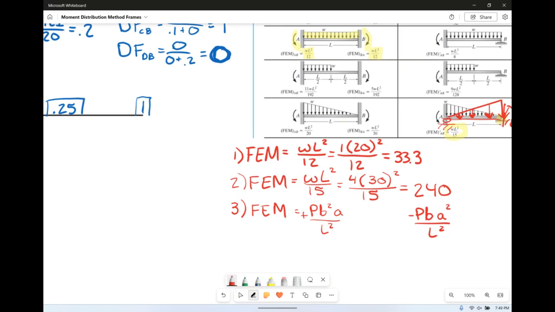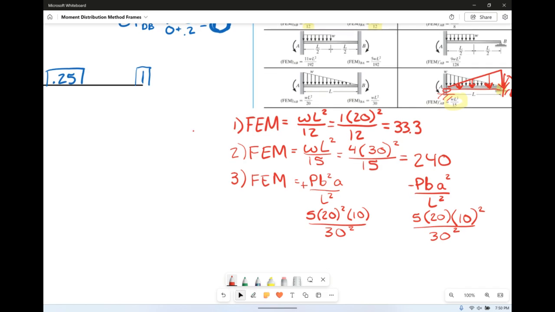So what we're going to find is, of course, 5 kip load. B is 20 squared. A is 10 over 30 squared. And then we also have 5 times B was 20. A is 10 squared over 30 squared. So what we find is 22.2 and 11.1. Or we could go out another decimal place if you really want with these values. It's a whole bunch of repeated numbers actually.